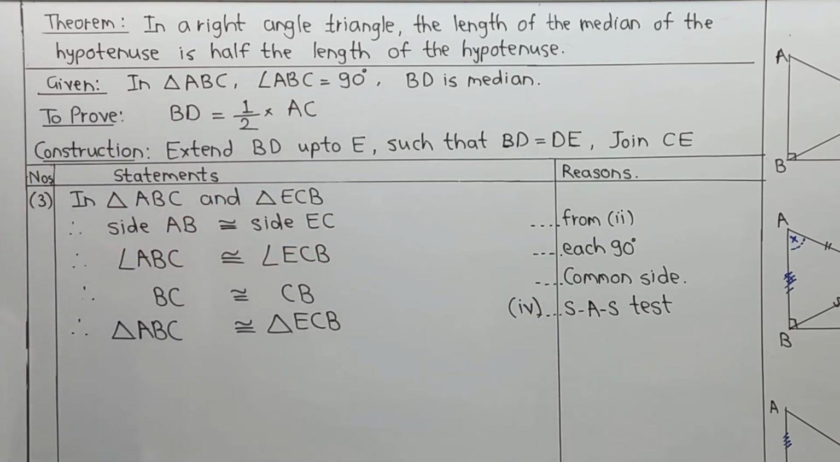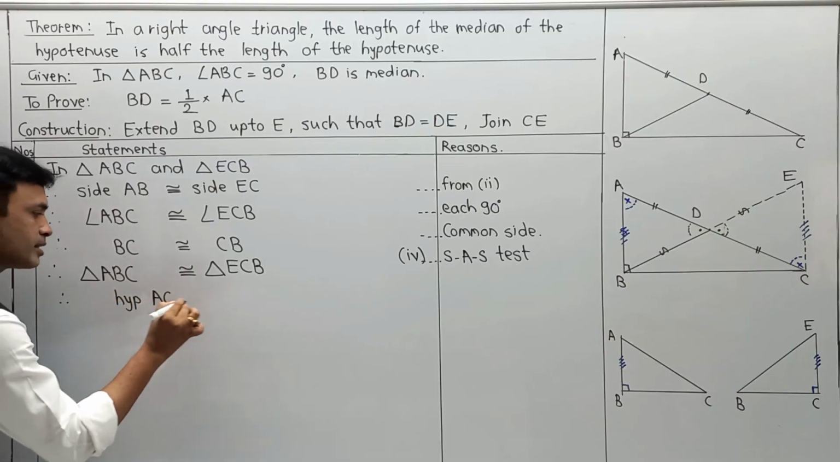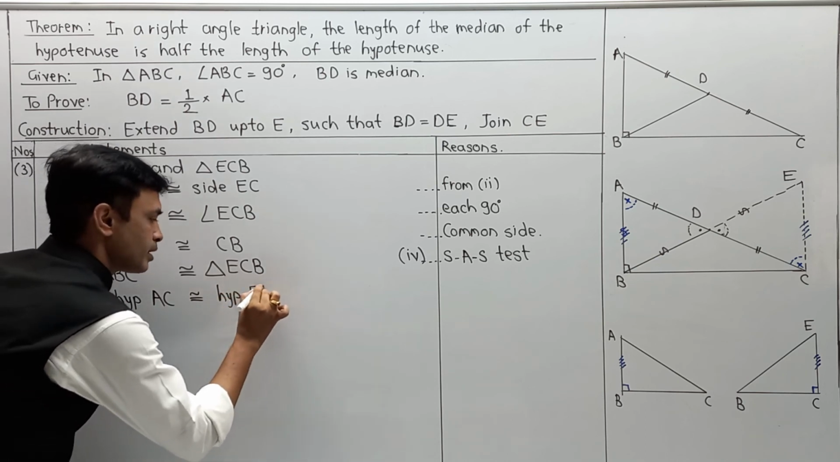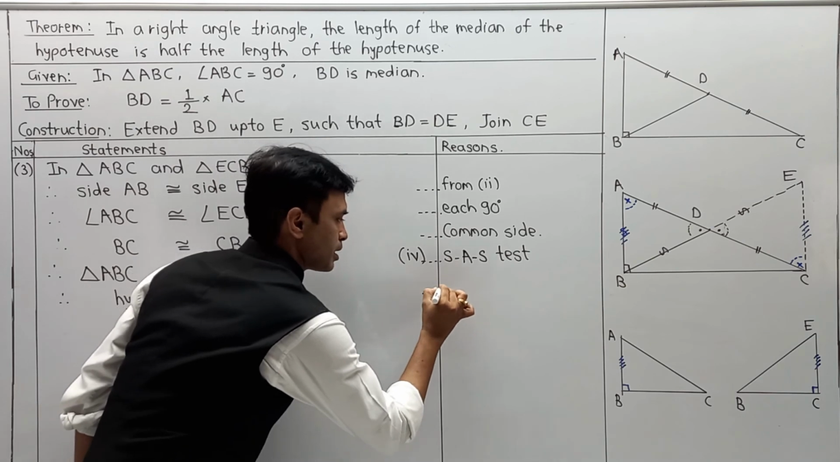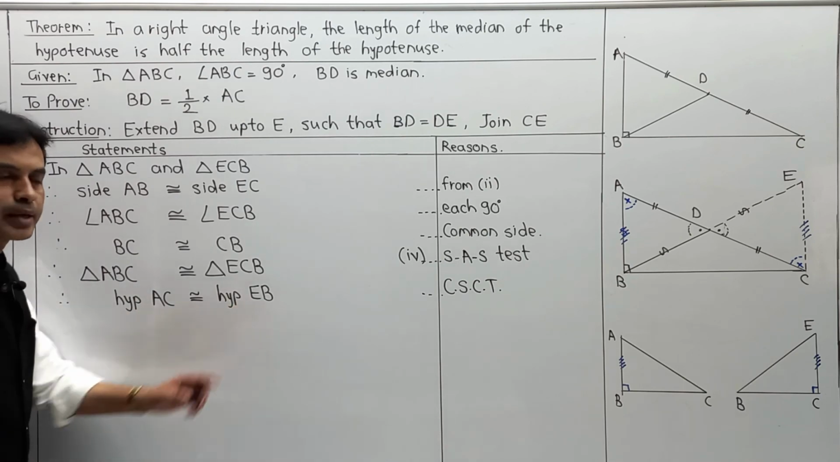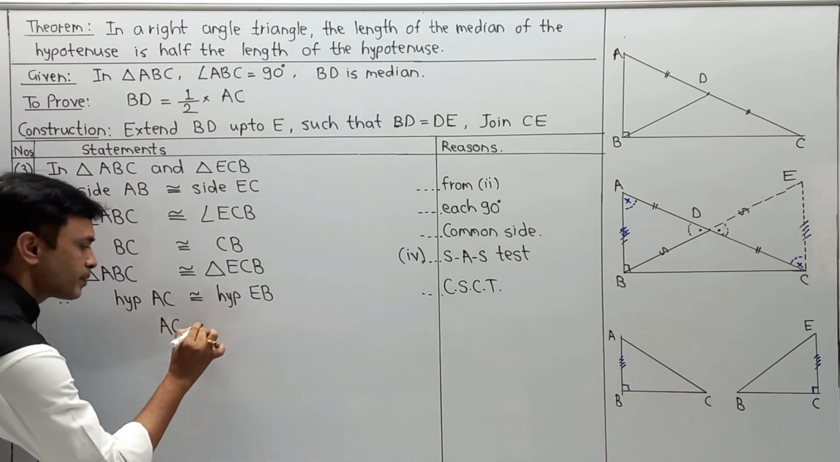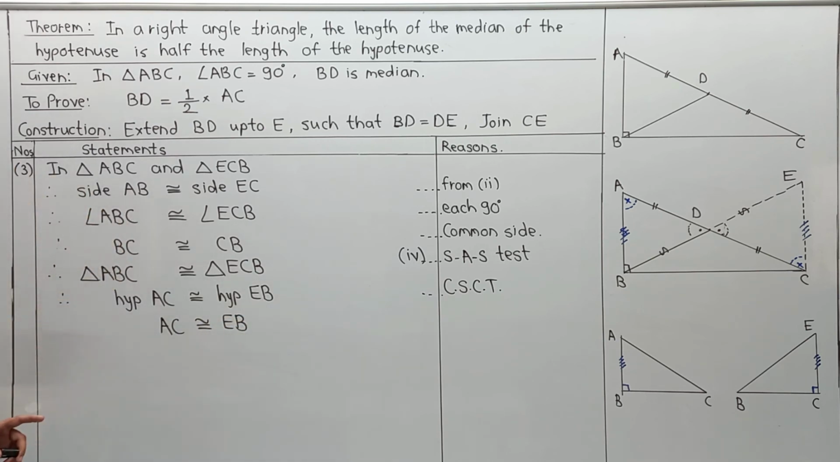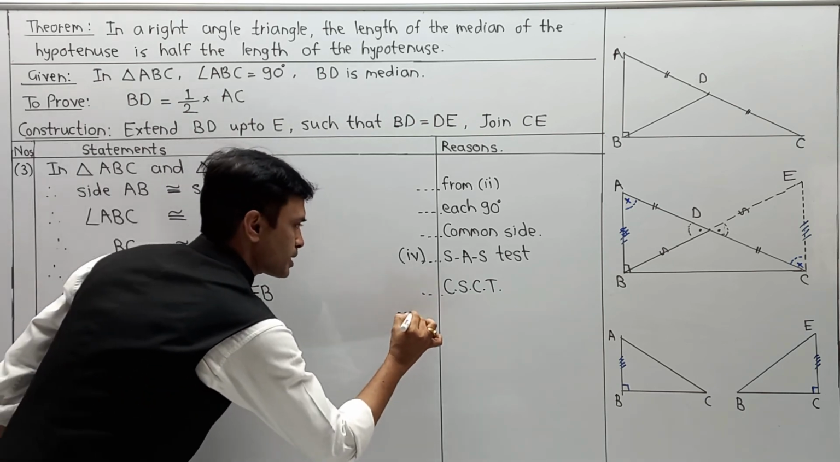Now, when two triangles are congruent, their respective sides and respective angles must be congruent. So, opposite to 90, hypotenuse AC is congruent to hypotenuse EB. Therefore, hypotenuse AC is congruent to hypotenuse EB. Reason: corresponding sides of congruent triangles. Or instead of hypotenuse, you can also write AC is congruent to EB. Anyway, you can write the part. As it is the next equation, I am going to call it the 5th.